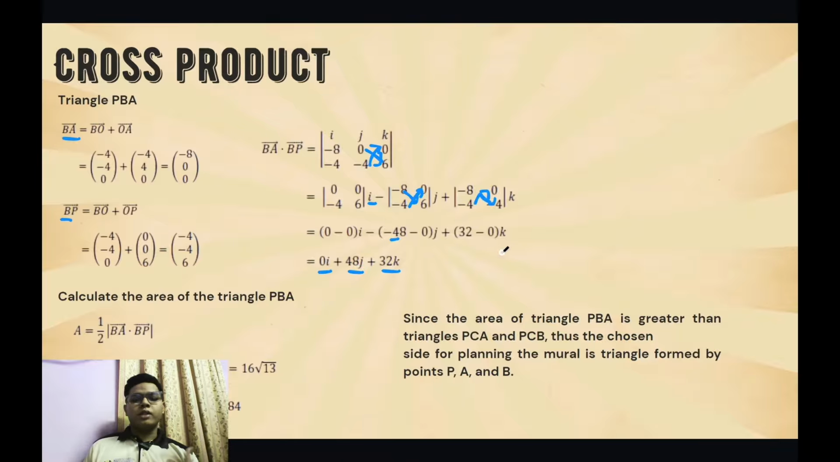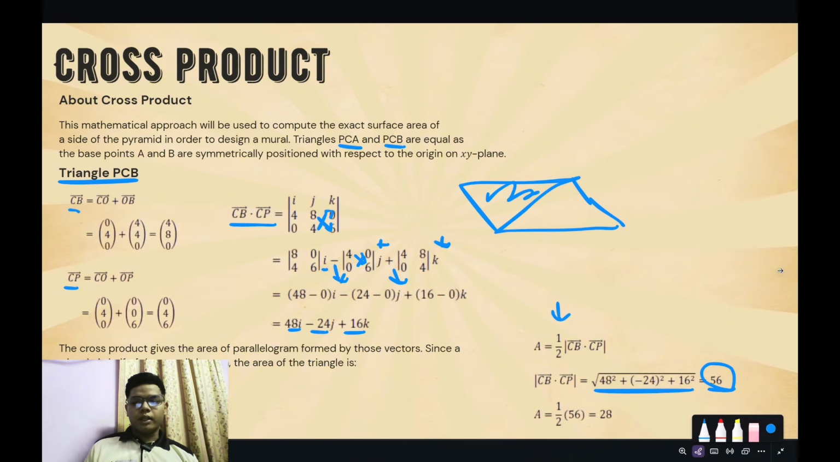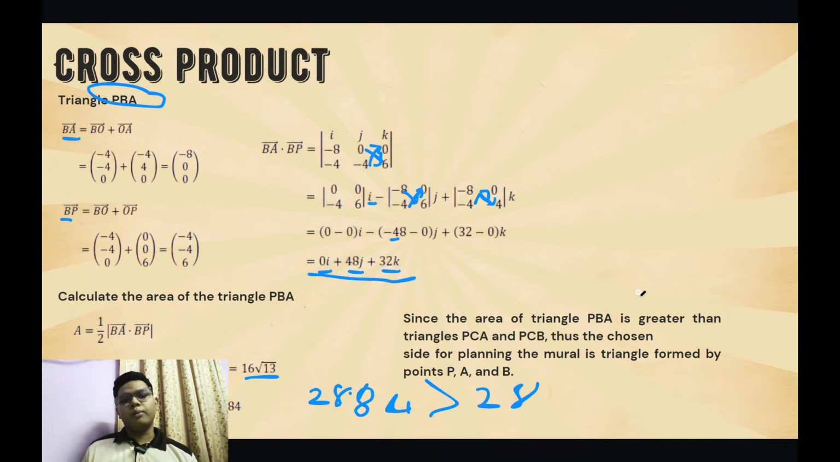Like we just did, now we need to halve this magnitude. First, find the magnitude. The magnitude of the cross product of BA and BP is 16√13. Half of 16√13 is 8√13, or equivalent to 28.84. So the area of triangle PBA is greater than PCB. For PCB we got 28 and PBA is 28.84, so 28.84 is greater than 28. So logically, we're going to use triangle PBA to do the mural because it is larger.